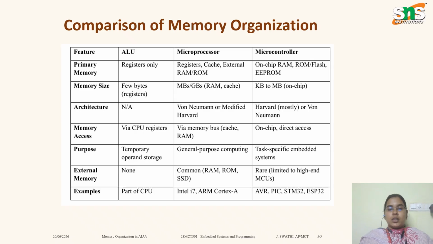Examples: the ALU is part of a CPU, processors include the Intel i7, ARM Cortex-A, etc., whereas controllers come under the PIC, STM32, ESP32, etc. In the next lecture series, we will discuss the instruction sets in the microcontrollers. Thank you.